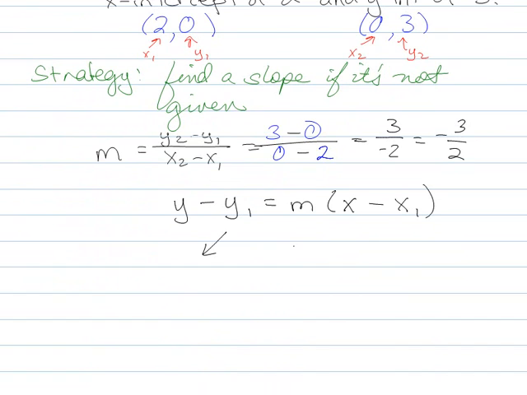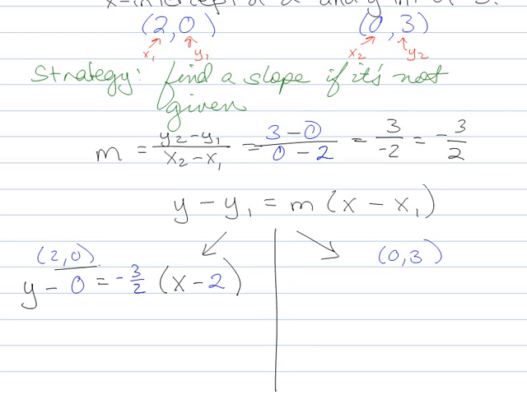I'm actually going to do this two different ways. This one, I'm going to use the first point, just to show you. It doesn't matter which point you use. Either point will work. So if we're using the point 2, 0, then we've got y minus 0 equals negative 3 halves times x minus 2. That's one way. Now we can simplify it to y equals negative 3 halves times x minus 2. So that's one answer.